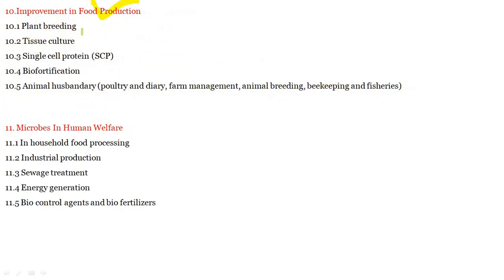Improvement in food production: plant breeding, tissue culture, single cell protein, biofortification, animal husbandry, poultry and dairy farm management, animal breeding, beekeeping and fisheries. Microbes in human welfare: in the household and food processing, industrial production, sewage treatment, energy generation, biocontrol agents and biofertilizers.